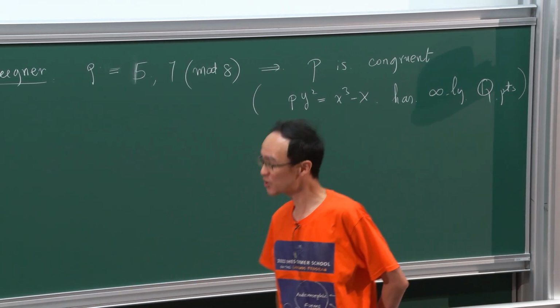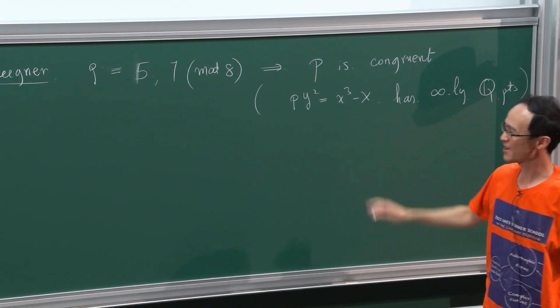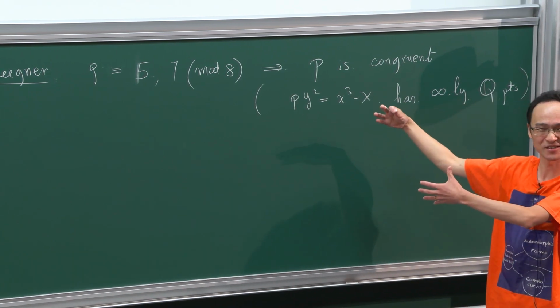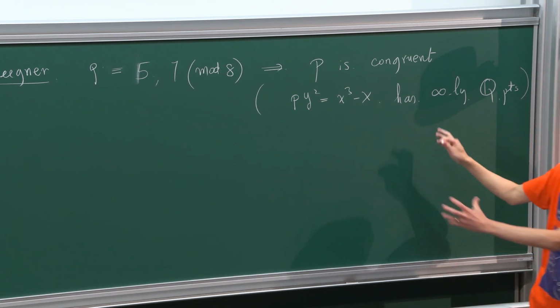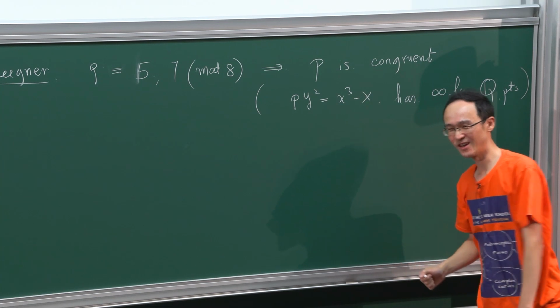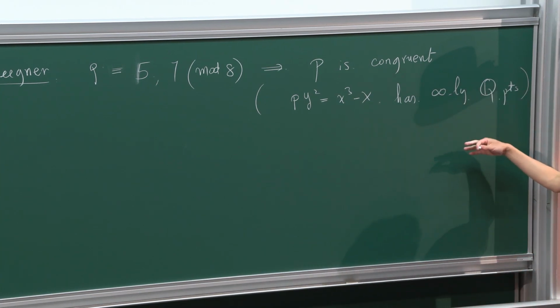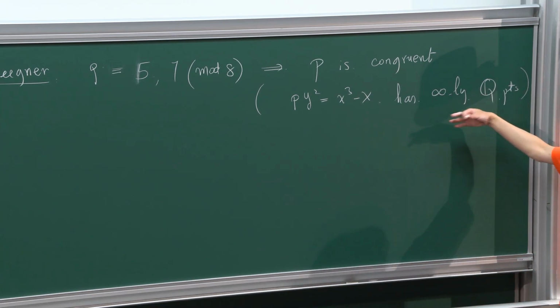It took another 60 years until Ye Tian generalized or extended this argument to prove you can actually allow arbitrarily many prime factors in congruent numbers.